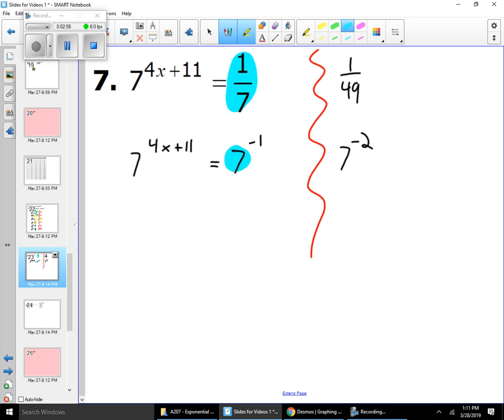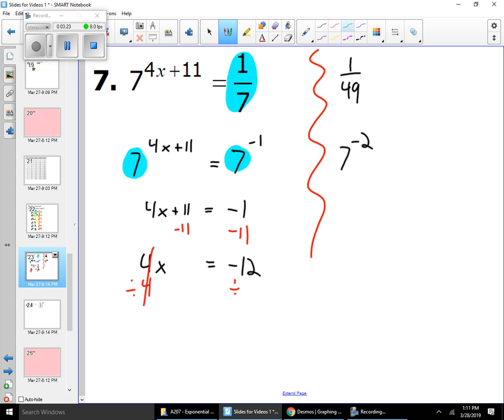Well, this is just a common base problem. So 1-to-1 property here, 4x plus 11 will equal -1. And the algebra here is really not that bad. I already have all my variables on the left, so let's just subtract the 11 from both sides. That will leave me with 4x is -12. And dividing both sides by 4 will get me a -3.